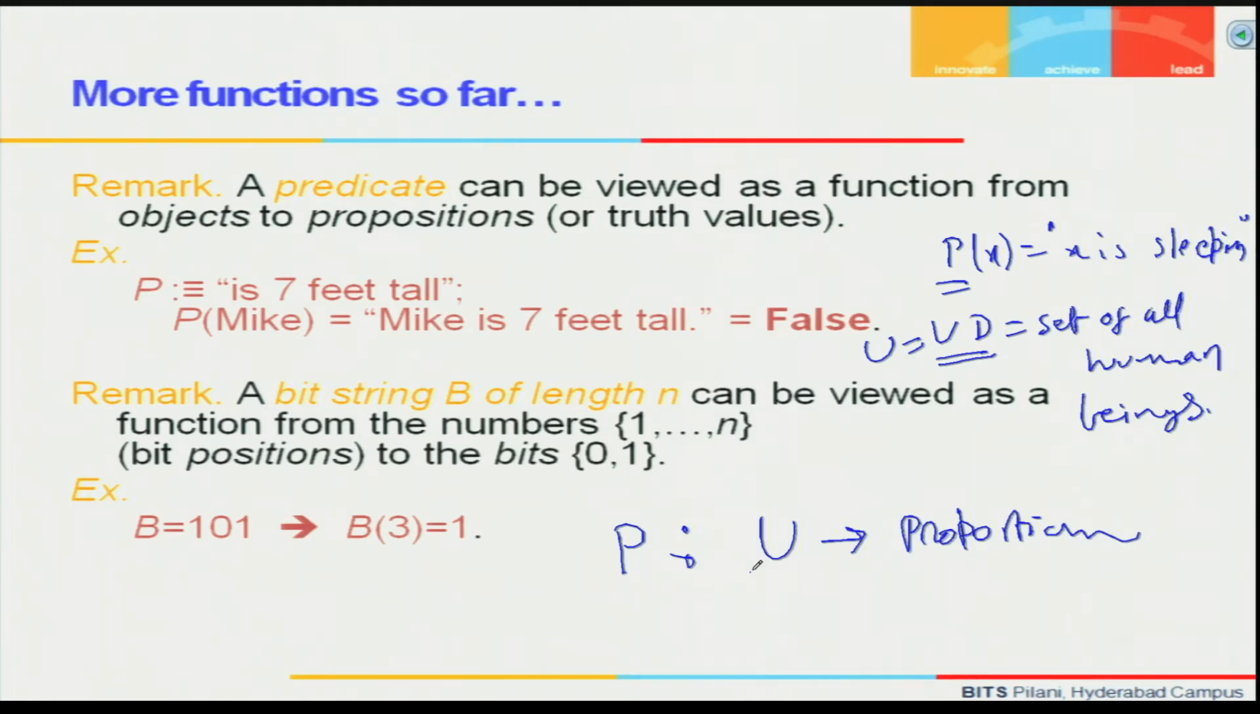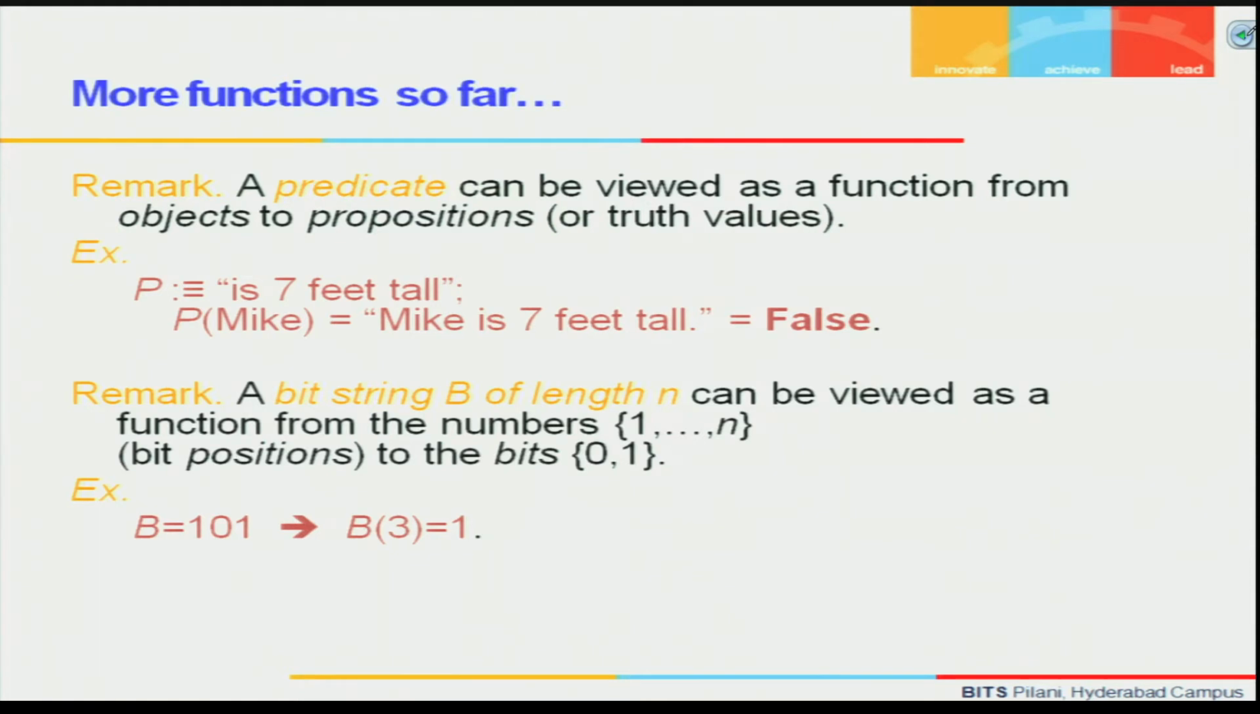What do I mean by this? When I take an element in the universe of discourse, say Krishna, and when I apply the predicate onto it, what I will get is, in place of "x is sleeping", I substitute Krishna. "Krishna is sleeping", what I get? That is nothing but a proposition. So I take an object here and I am getting a proposition over here. Hence a predicate is basically a function from the set of all objects, or universe of discourse, to propositions.